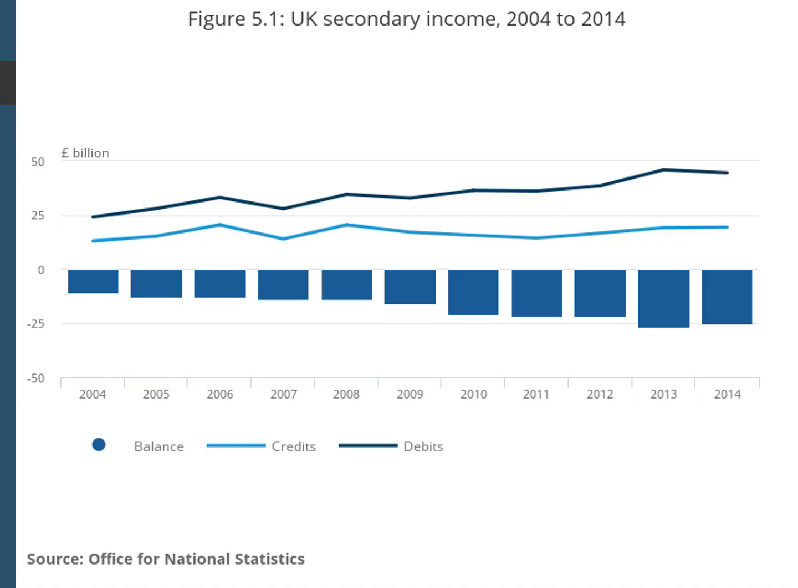The graph shows the UK secondary income between 2004 and 2014. The balance was in deficit throughout the period. This means that transfer payments going out of the country, debits, exceeded the transfer payments coming into the country, credits.